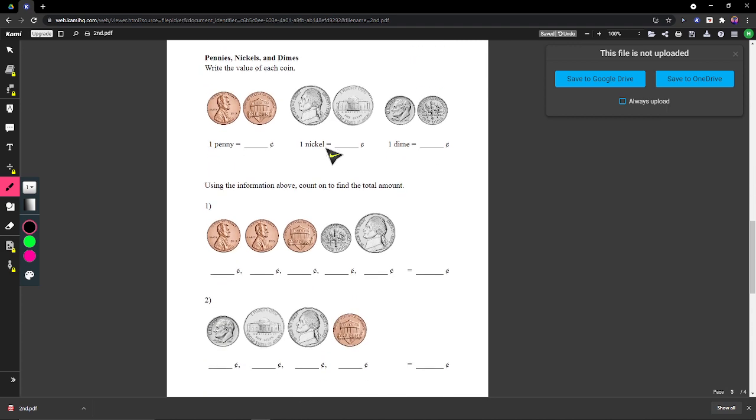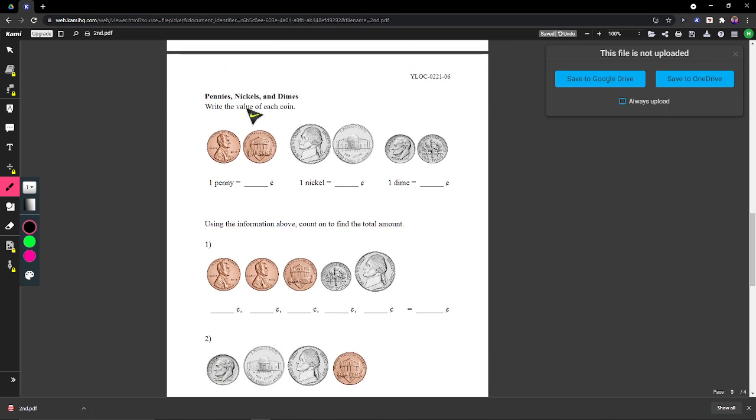And so we go on to another topic, which is called pennies, nickels, and dimes. Write the value of each coin. So what you need to know about pennies is that within the US currency system, pennies are just worth 1 cent, while nickels are worth 5. And the dime is worth 10.